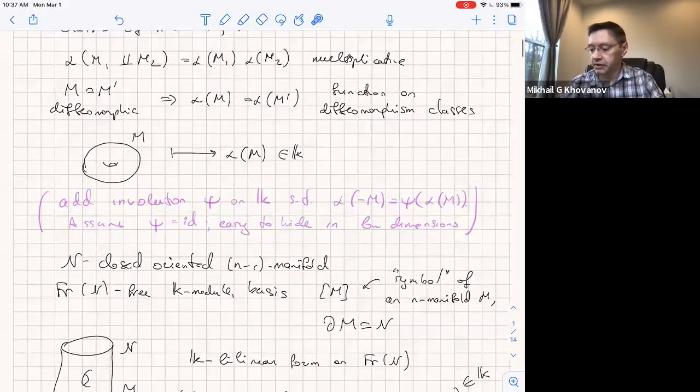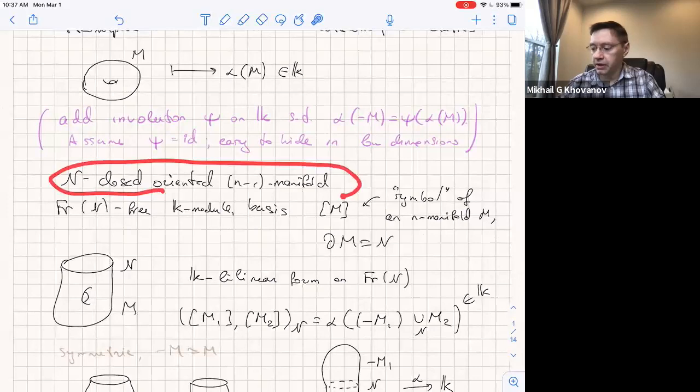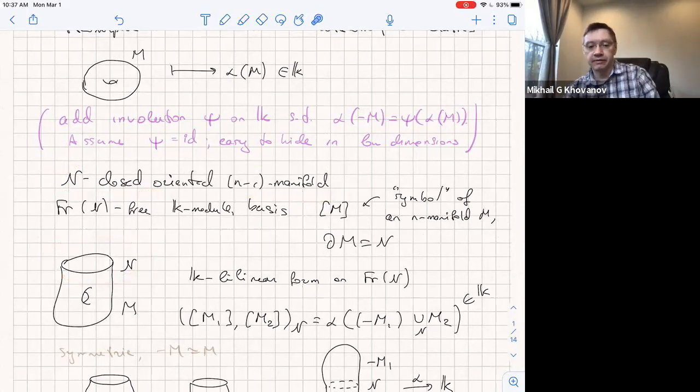So here is the picture. Pick an n-1 manifold, call it N, and we're going to build a state space, assign a state space to N as follows. First we look at all the manifolds M of dimension n that bound N, so M such that the boundary of M is N. And we first form the free module over the field K with a basis of symbols of these manifolds. So in other words, generators of this free module over K are manifolds M with boundary N.